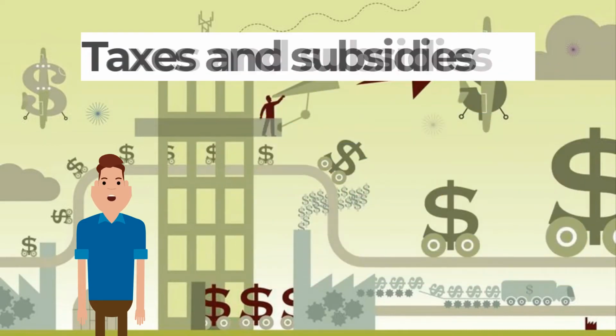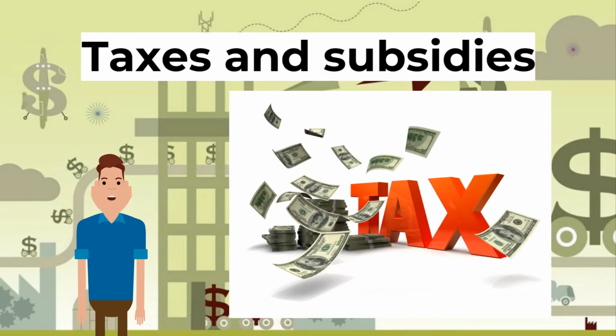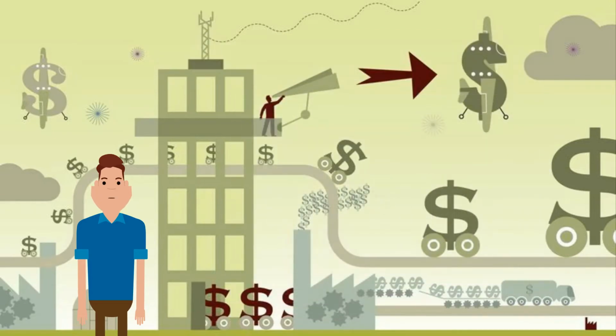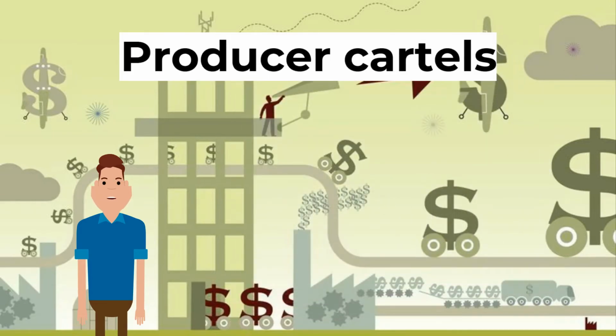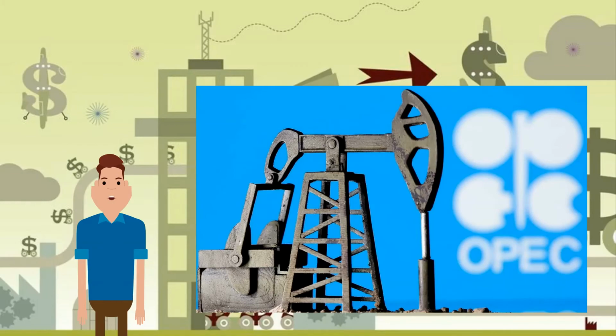7. Taxes and subsidies. A tax decreases supply, and a subsidy increases supply by affecting the costs of production. 8. Producer cartels. Some firms or countries come together in order to decrease supply and therefore increase the price of their good to increase profit.